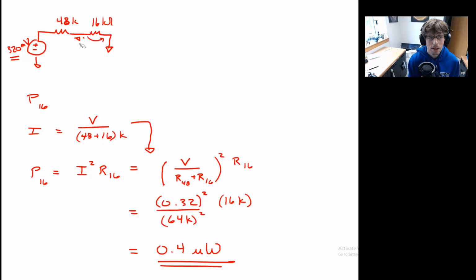So how does the op-amp circuit avoid that? Remember that when we put the op-amp circuit in, it doesn't allow current to flow in that 48 kilo ohm resistor, which means we get the full drop across the 16 kilo ohm resistor. It's cool, right?